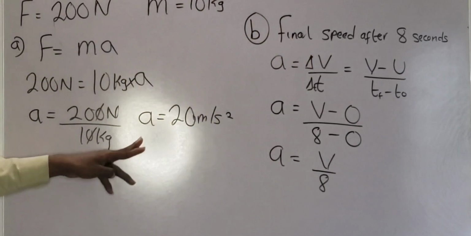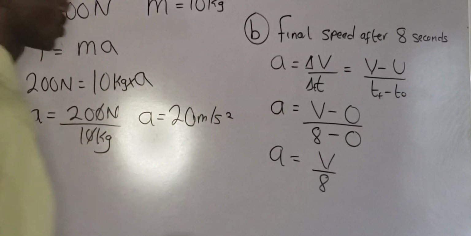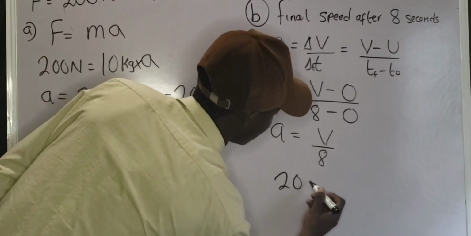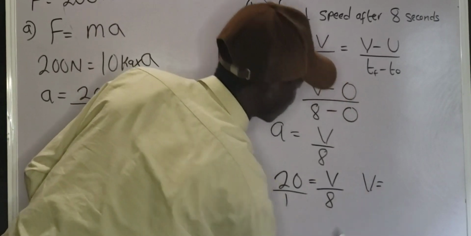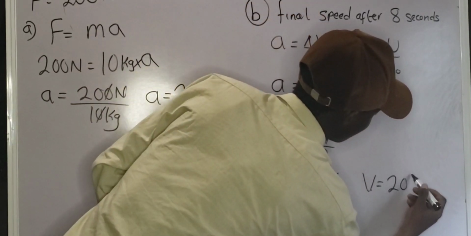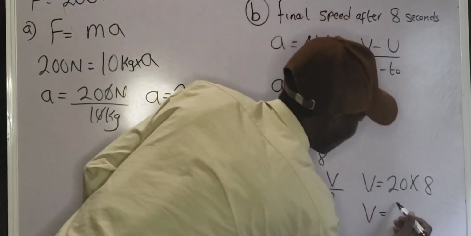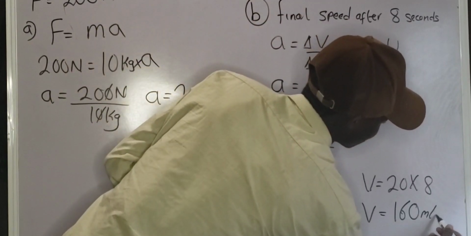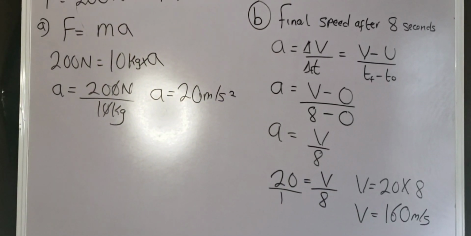Don't forget that the acceleration that we calculated here is 20 meters per second squared. So I'm going to substitute the value of acceleration as 20 meters per second squared is equal to v all over 8. Now, if you cross multiply, we're going to have v is equal to 20 multiplied by 8, that is 160. Velocity is in meters per second. So the final speed of the object is 160 meters per second.